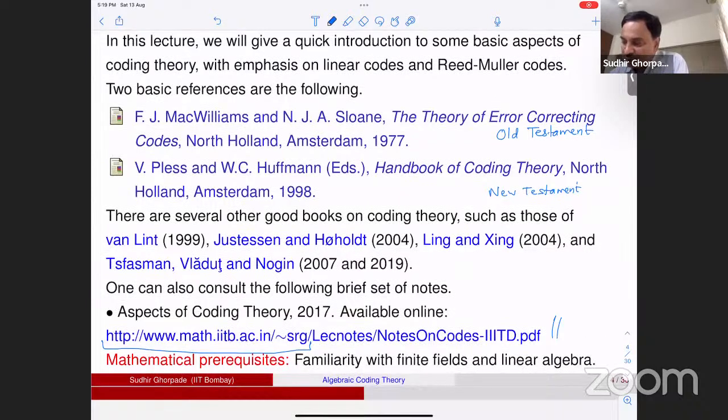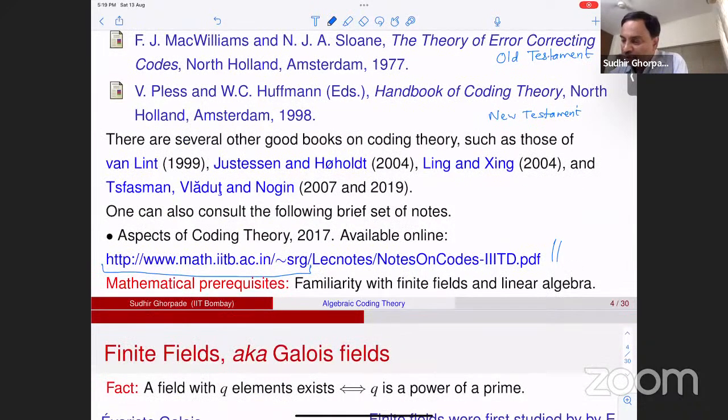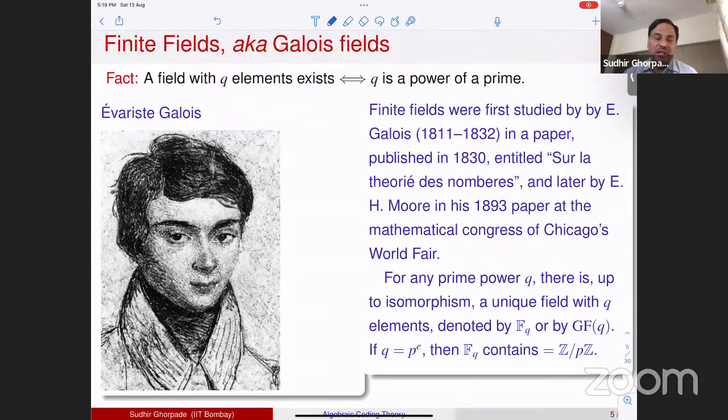So this is one picture I want to show you of a great guy. Finite fields are also known as Galois fields. So what is a finite field? A finite field is simply a field with finitely many elements, let's say 2 elements, 4 elements, 9 elements, etc. And it's a basic result that you can construct a field with q elements if and only if q is a power of a prime number.